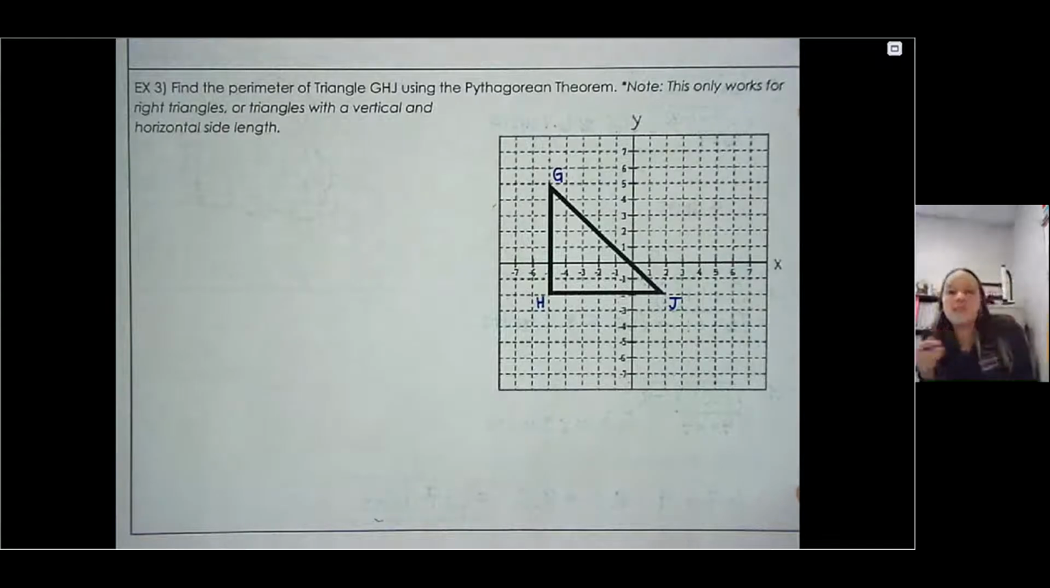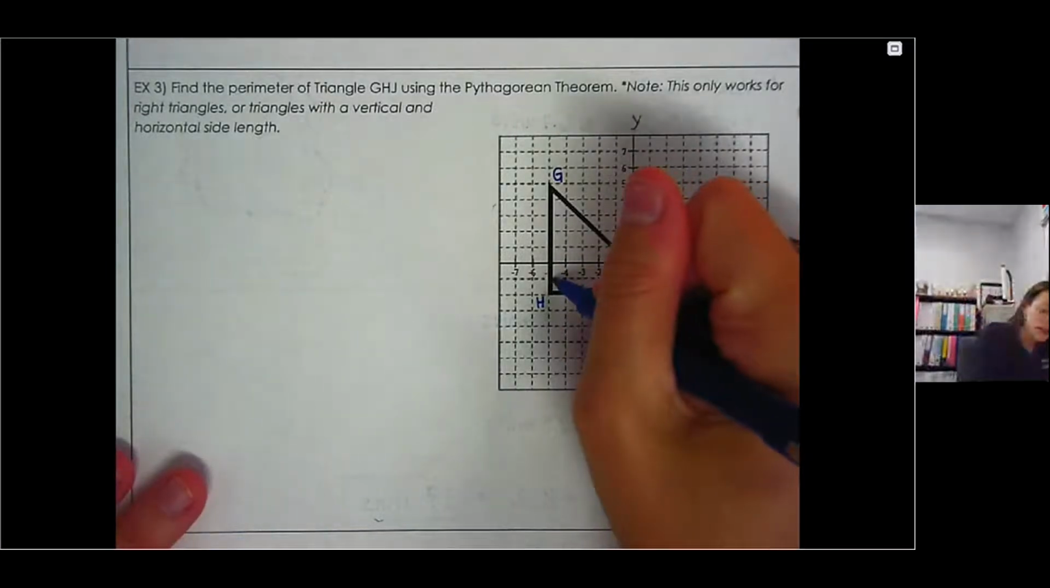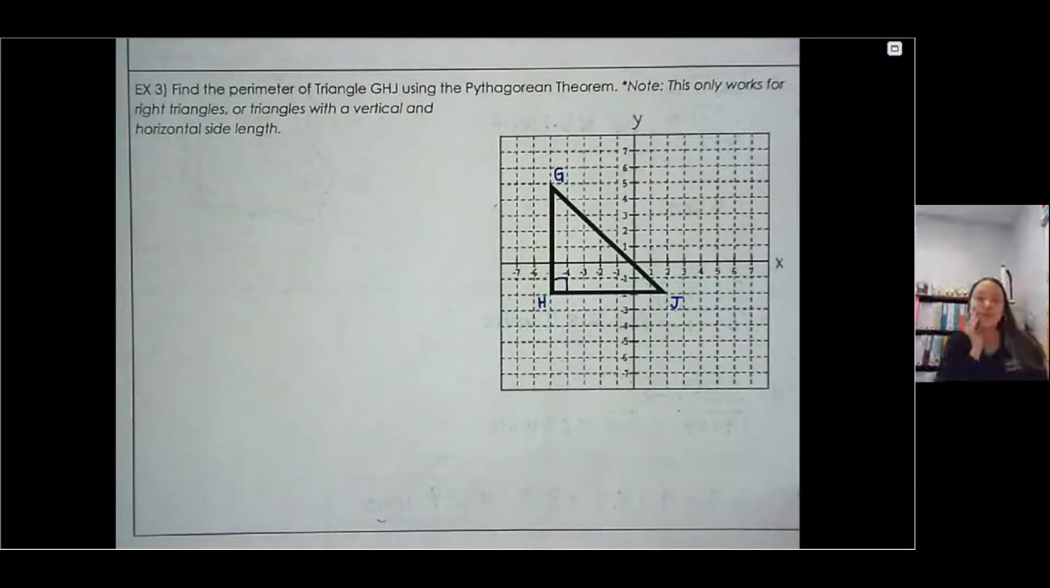So example 3, it says find the perimeter of triangle GHH using the Pythagorean theorem. Note, this only works for right triangles. So you have to have a 90-degree angle in a right triangle in order to use this theorem. If you don't, then you're not allowed to use this theorem. This is the only time you can use it.